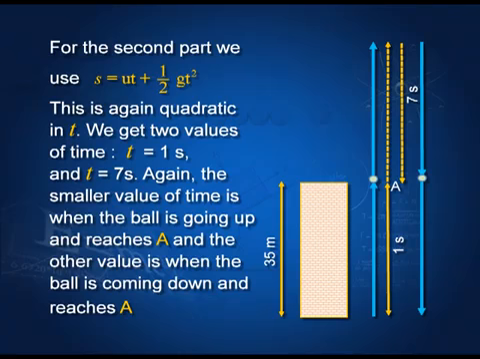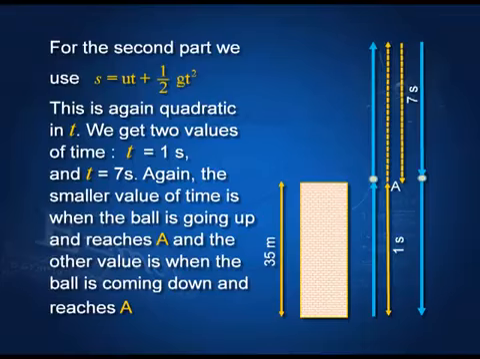Why? 1 second is the time taken to reach the height 35 meters. Body is still going up, has velocity 0 and then comes back and reaches this point A again at a height of 35 meters. This time from ground to the topmost point back to the point A, the time taken is 7 seconds. So, both the results are correct.